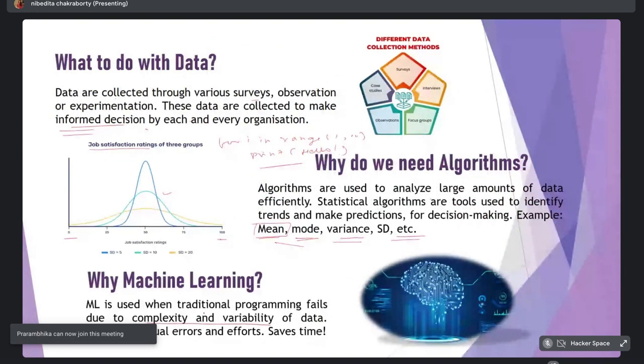Okay. So why do traditional programming and these traditional algorithms fail? It is because the modern data is very complex. It has a variety of data. There is too much variability. Because of these complexities, our algorithms cannot find the intricate details of the data. And that is why we need machine learning: to reduce manual error and effort, and save time. Is it clear till now, everyone? Any questions?